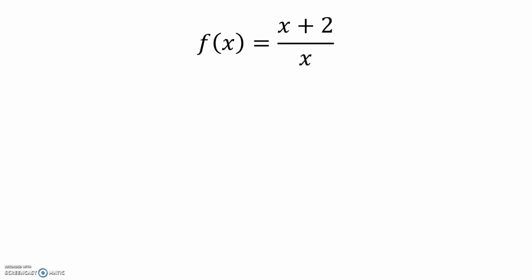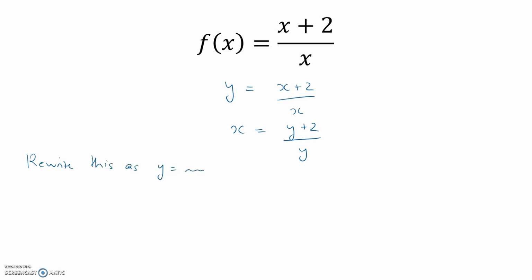So having recognised that x can't be 0, the second step is to replace the variables. So we've got y equals x plus 2 over x. The second step is to replace them with each other, to swap them over, to rewrite x equals y plus 2 over y. Now what we need to do is we need to rewrite this as y equals something or other.